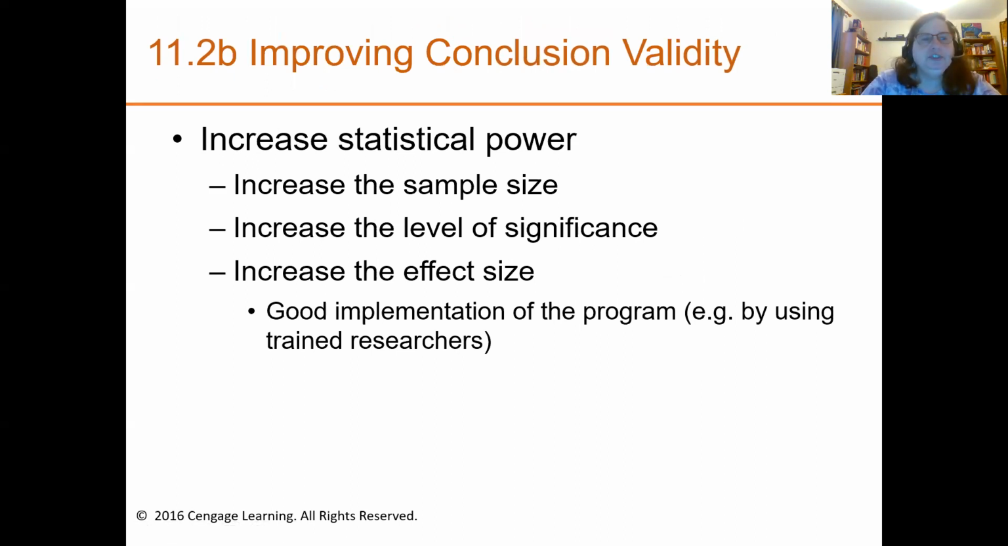Okay, so how do we improve conclusion validity? Increase statistical power. You can increase the sample size, increase the level of significance, increase the alpha, right? Which we never like to do, but it is out there as an option. And increase the effect size. While I've said in the past this is very difficult to do, certainly you can make sure you have good implementation of the program that you're doing, use trained researchers, use maybe manualized treatment, do all those good things to try and help your effect be as strong as possible so you can see it.